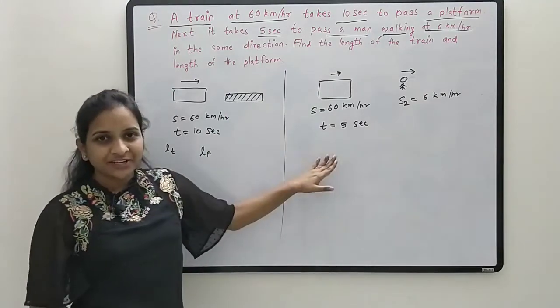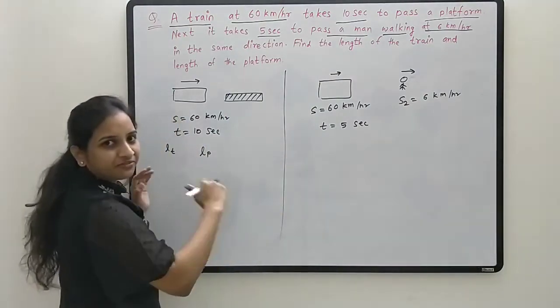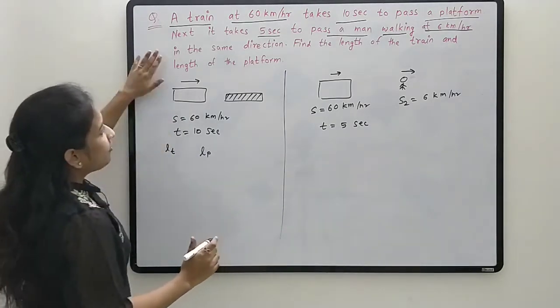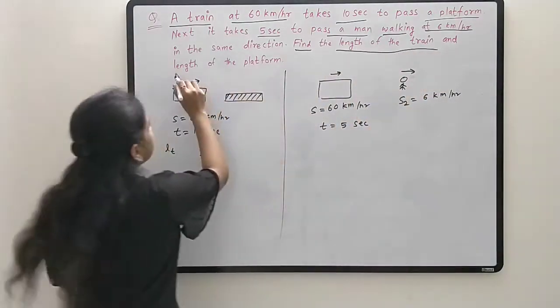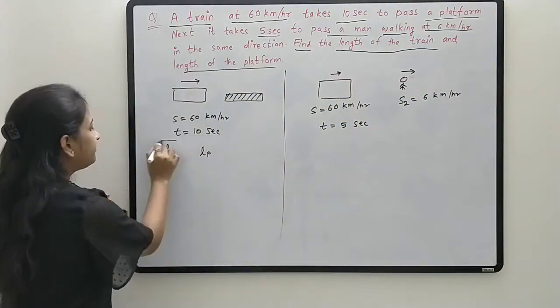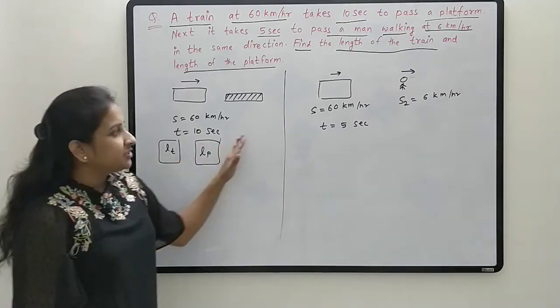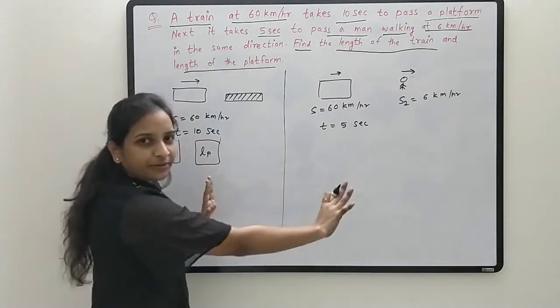Understood? Two scenarios. Here you will get one equation, here you will get one equation. We have to solve the two equations and finally we will get answers. So what do we have to find? Find the length of the train and the length of the platform. Let's solve this scenario independently and that scenario independently.